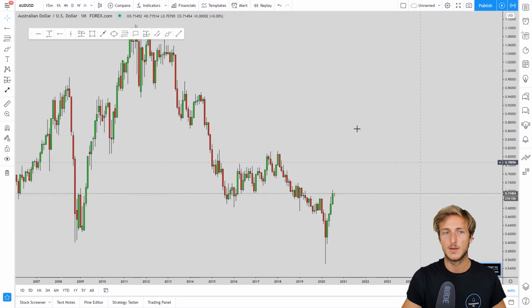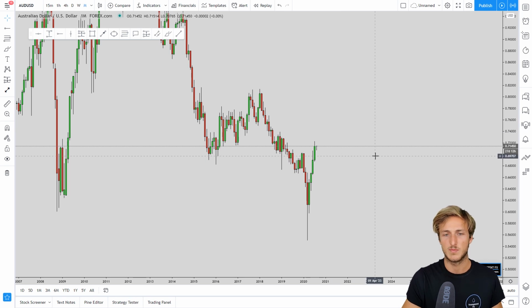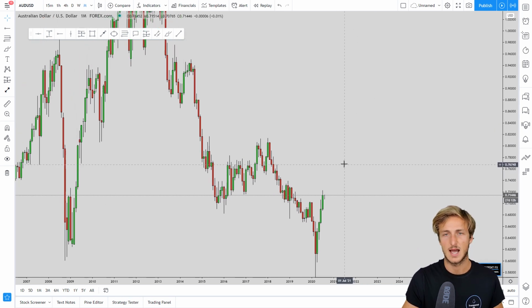So starting from the weekly time frame, on the monthly we don't have anything. There is nothing really interesting on the monthly that we have to say about AUD USD.